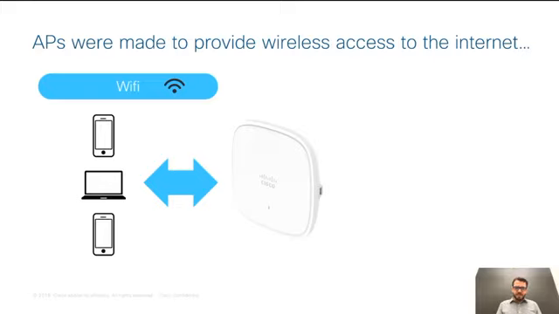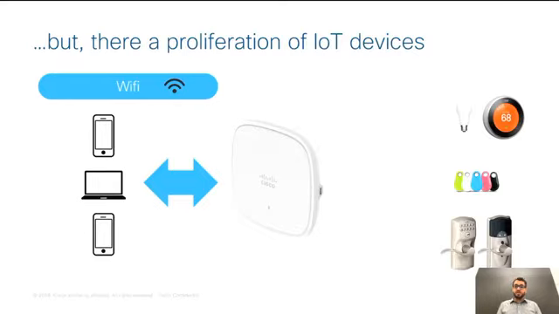Cisco, as you know, is a networking company. It has been developing access points for a long time. And for all those years, the main goal of the access point has been to provide wireless access to the internet using Wi-Fi. Devices like mobile computers can have access to the internet through the access point. But that situation is changing.